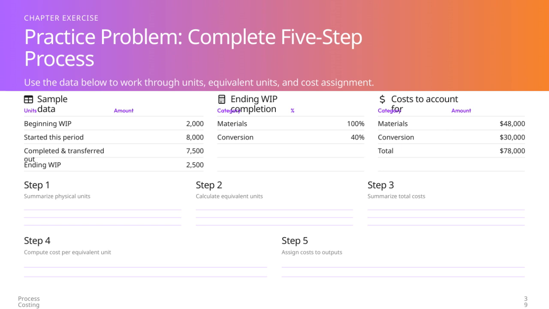Then, we compute the cost per equivalent unit by dividing the total costs by the equivalent units for both materials and conversion. This step enables us to understand the cost impact on each unit in terms of material and conversion costs. Finally, we assign costs to outputs, which means distributing these calculated costs between completed units and the ending work in process inventory. By following these steps, we ensure accurate cost tracking and inventory valuation in the production process.